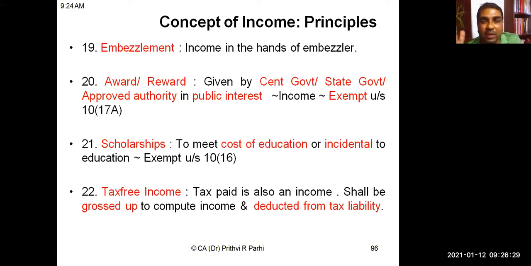Then awards and rewards. If this award or reward is given by the central government, state government, or an approved authority in public interest, then it is exempted under section 10. Otherwise, they are income. All other awards are income. Similarly, scholarships. If scholarships are given to meet the cost of education or incidental cost of education, that is exempt under section 10. Otherwise, that is income.